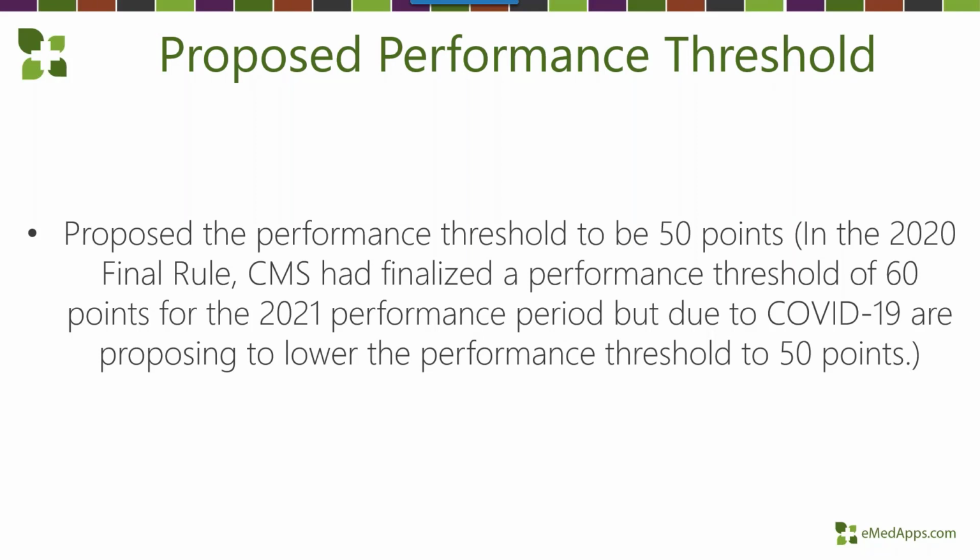They proposed a new performance threshold. So performance threshold to be at 50 points. It was supposed to go up to 60 points, but now, due to COVID-19, they're leaving it at 50 points, or proposing to leave it at 50 points. So that's good news. Next slide.